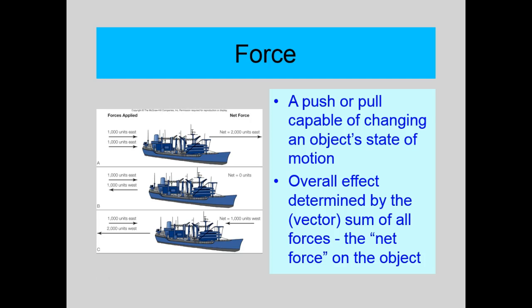Poor little tug on this side, the ship looked like it's coming on top of him. It's not, it's just pushing him, because you have a net force of 1,000 units to the west. Because you add both magnitude and direction. These add to zero. This is 2,000 west, but it only winds up with a net 1,000 west, because you had 1,000 to the east, canceling that out.